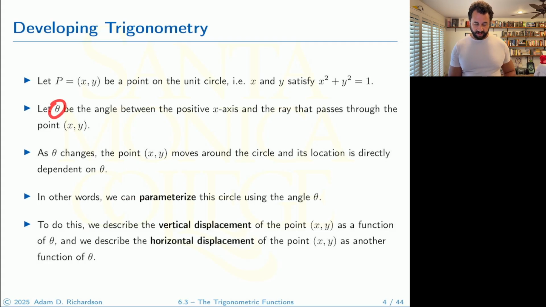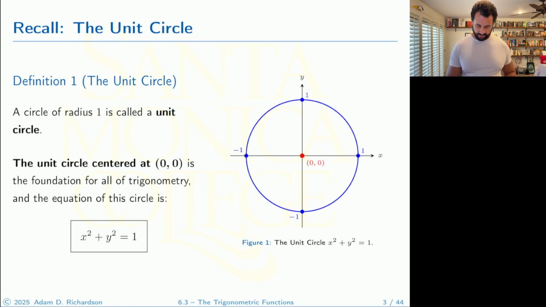Now we're going to let theta be the angle between the positive x-axis and the ray that passes through the point x comma y. So for example, if I pick maybe this point right here, there's a ray that goes from the origin that passes through that point. Okay, just like that. And we're going to say that this is the angle theta.